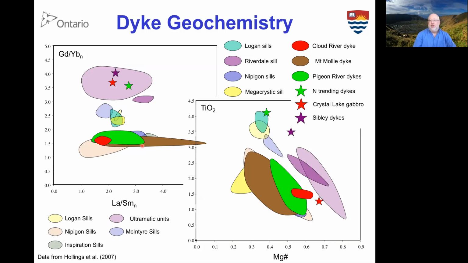There are a few odd units as well sitting in through here. The Sibley dikes are an unusual sequence of dikes on the Sibley Peninsula. Provincial parks are a little challenging to sample, but they're plotting up in these ultramafic units. So we've speculated that maybe they are feeders to some of those ultramafic sills that we see, and are perhaps interesting from that point of view, because we don't see a lot of the more ultramafic compositions floating around.